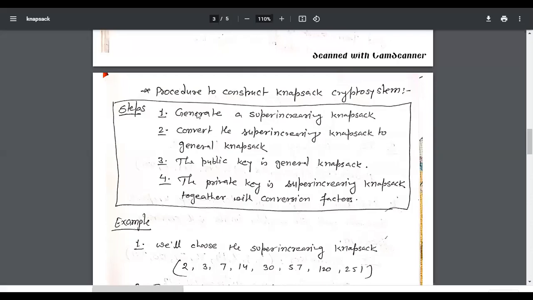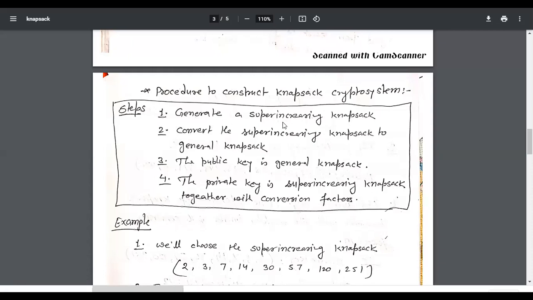Good afternoon, everyone. In the last class, we saw what a super increasing knapsack is and how to calculate the value of a set from a super increasing knapsack. Now we are going to see the algorithm for the knapsack cryptosystem. This knapsack cryptosystem algorithm is divided into four major steps.